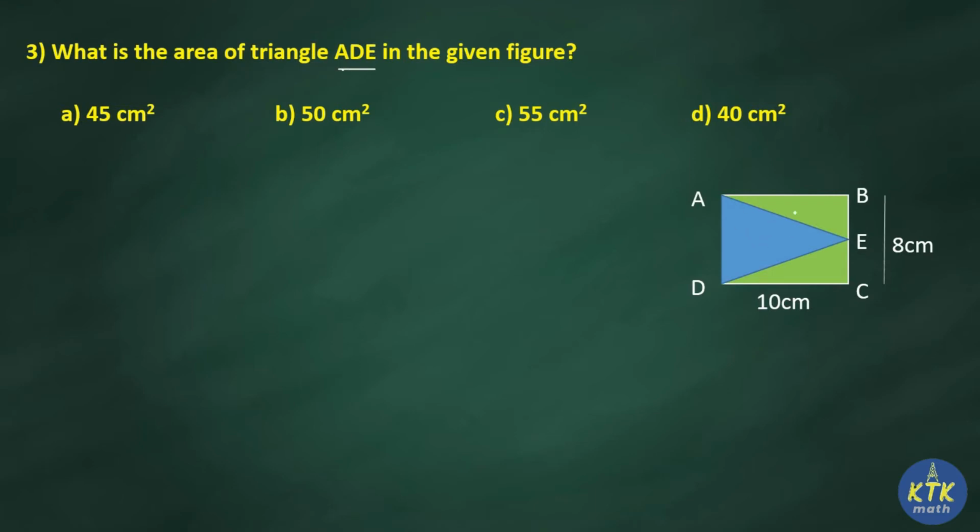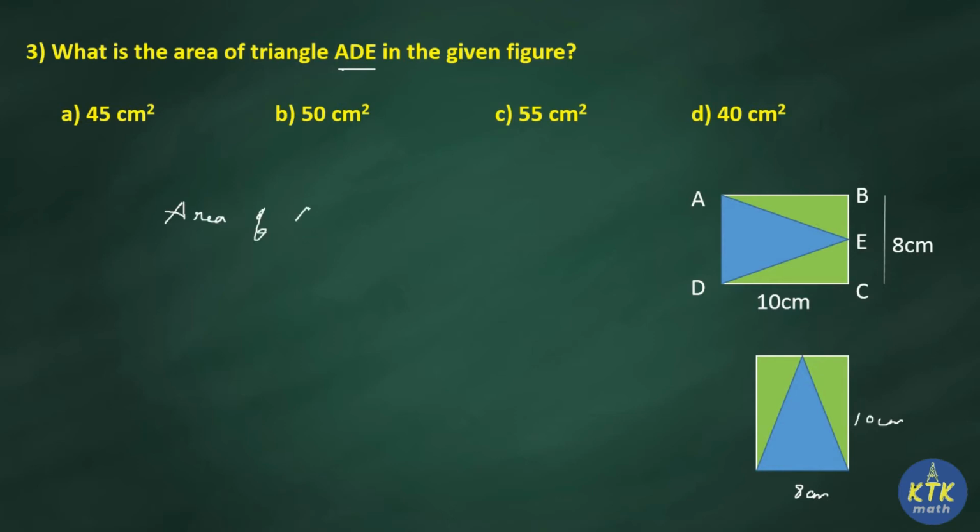It's a very simple one. Just rotate the diagram. When you are rotating the diagram, now the base of the triangle is 8 centimeter and your height will be 10. Hope you can understand. I am just rotating the rectangle by 90 degrees. So the diagram entirely becomes a triangle now. So it's very simple now. What is the formula for area of triangle? Area of triangle is half into base into height.